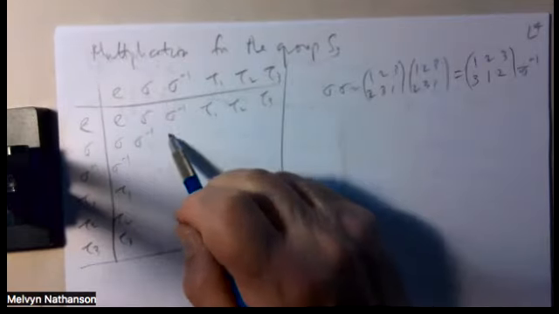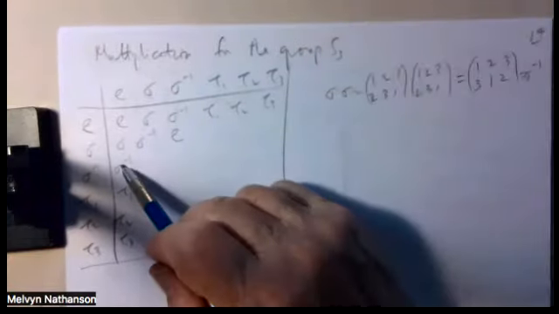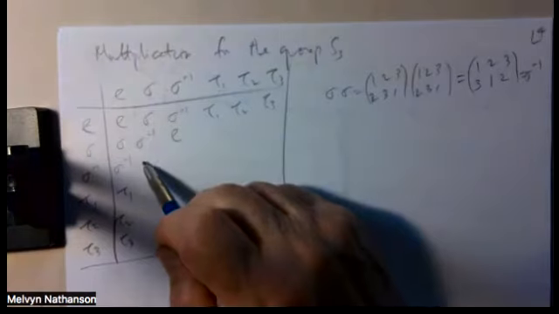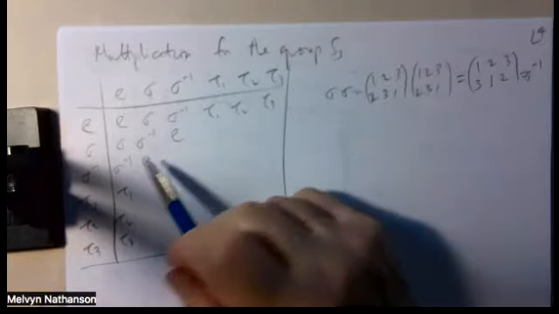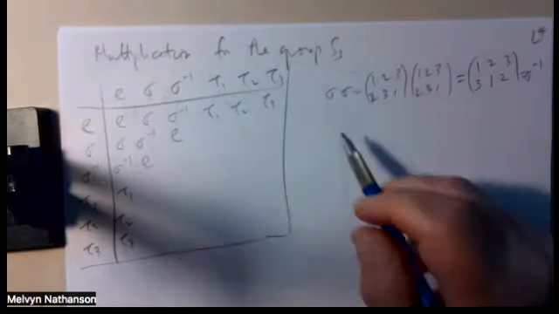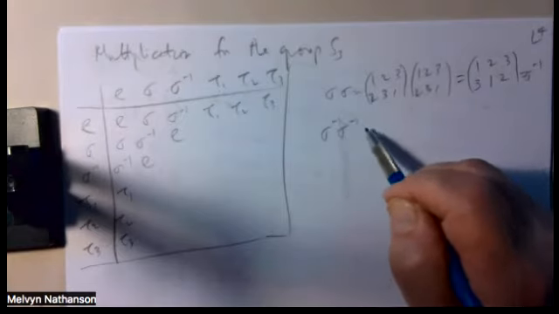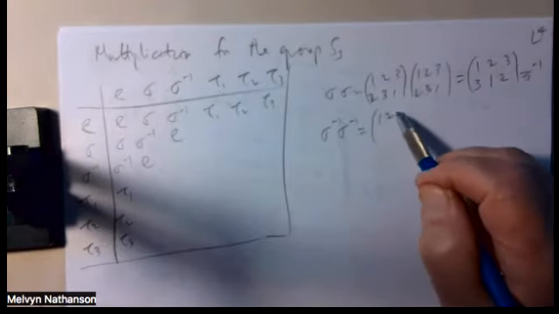Sigma times sigma inverse, we already saw, is the identity. And in the same way, sigma inverse times sigma is the identity. Let's see what goes here. Sigma inverse times sigma inverse. Let's figure out what that is.